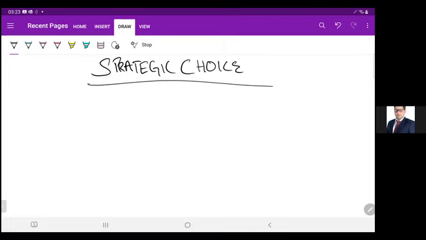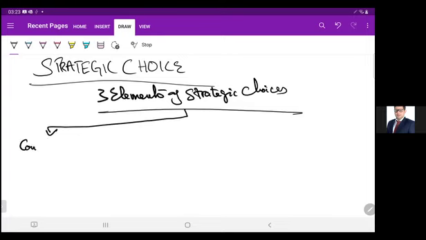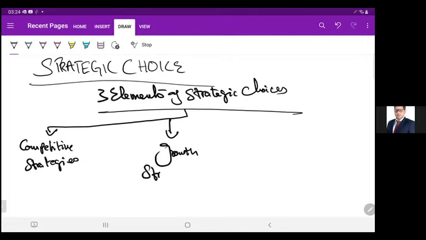So we have three elements of strategic choices. And what are those three elements? Firstly, we have competitive strategies. Then we have growth strategies. And finally, we have strategy evaluation.